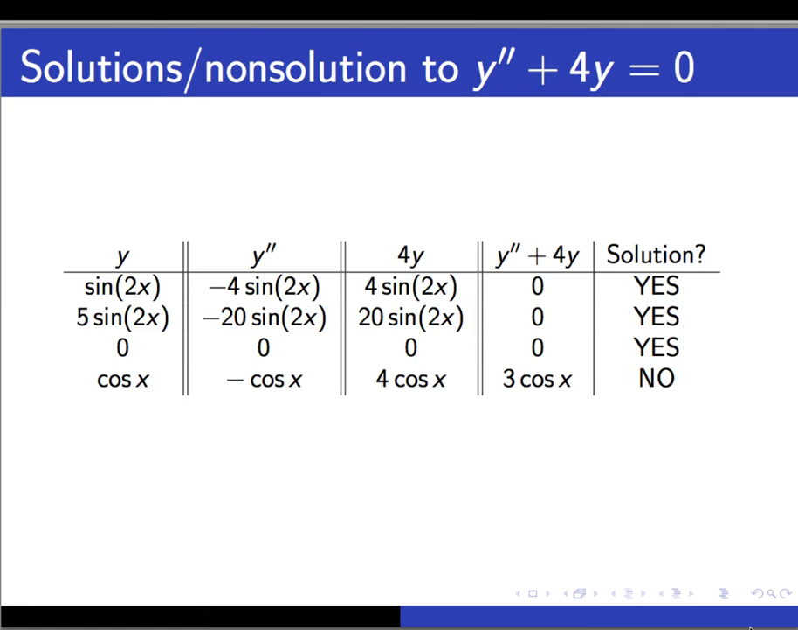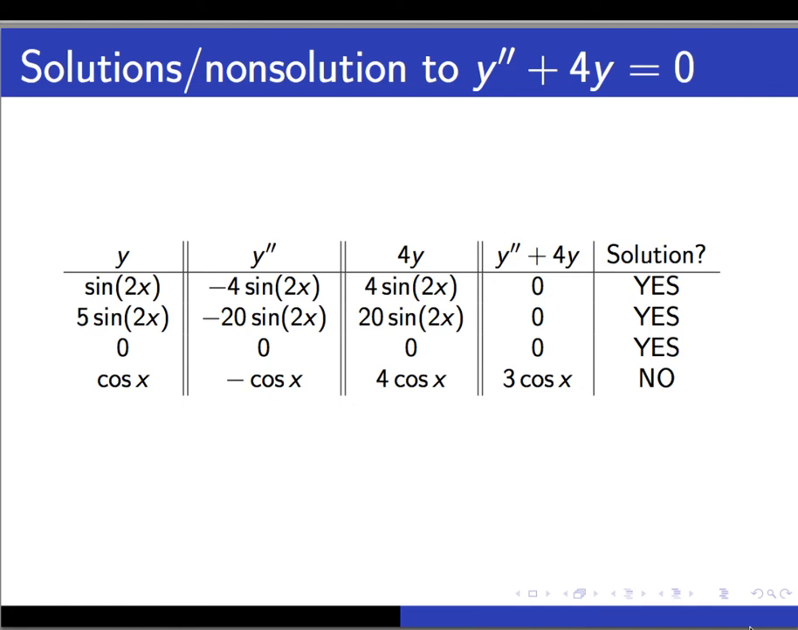Pretty clearly y prime is 0 and y double prime is also 0, so y double prime plus 4y is 0. A function that is not a solution to this differential equation is y equals just cosine x. This is because y double prime is negative cosine x, which you can check on your own if you need to, and so therefore y double prime plus 4y is negative cosine x plus 4 cosine x, and that's 3 cosine x, and that is not equal to 0. So y equals cosine x is not a solution to the differential equation.